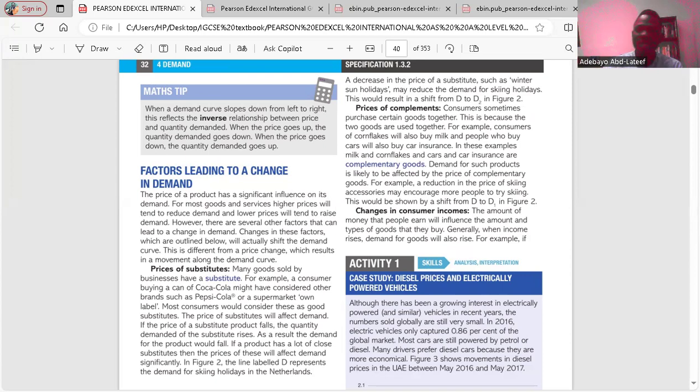A complementary product, like we're talking about cornflakes and milk. If the price for cornflakes reduces, this might increase the demand for milk, which is a complement. That is the point they are making. So if the price of a complementary product falls, that might increase the quantity demanded of its complement, shifting it rightward from D1 to D2. Is it clear? So the demand for both will increase. Yes, that's what it means.